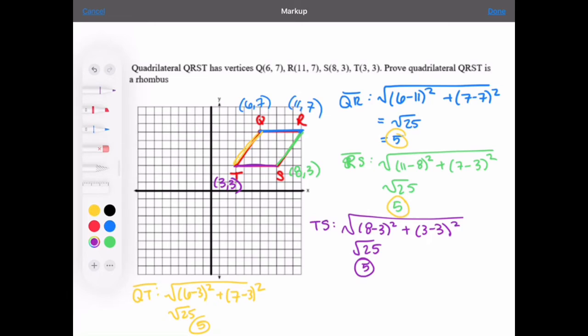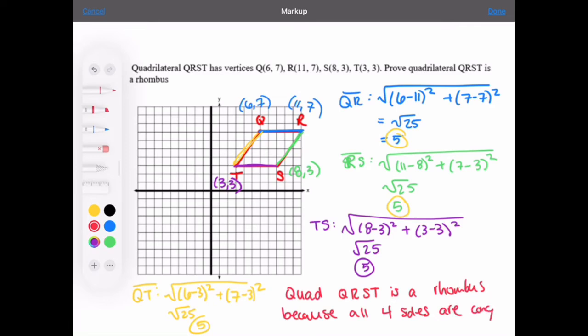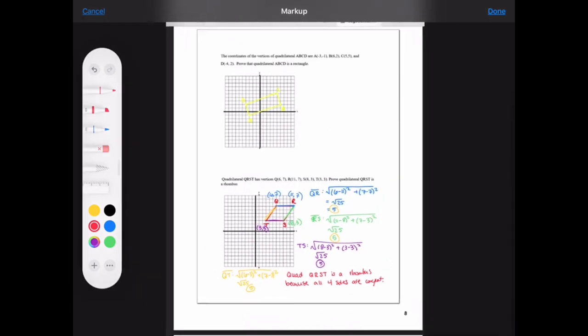So, all we have to say now is that quadrilateral QRST is a rhombus because all 4 sides are congruent. Okay? And that's it for that one.